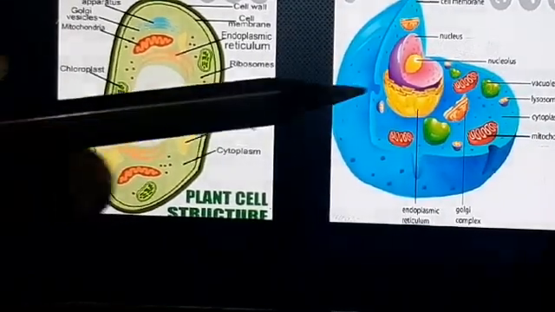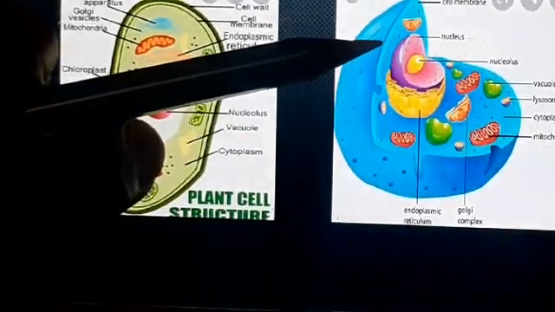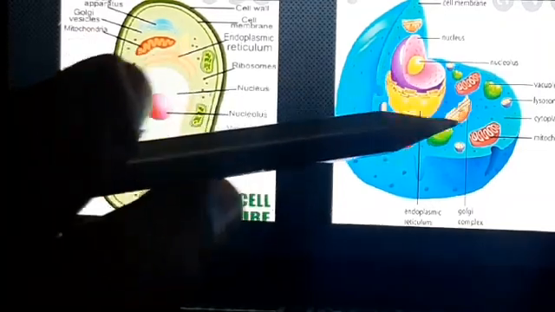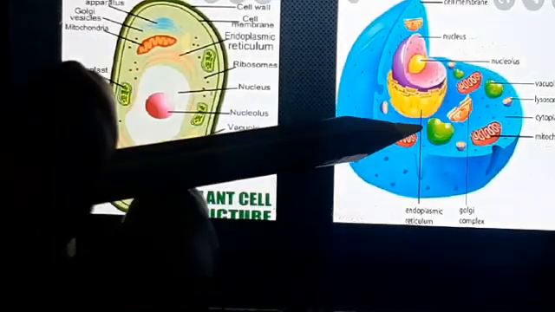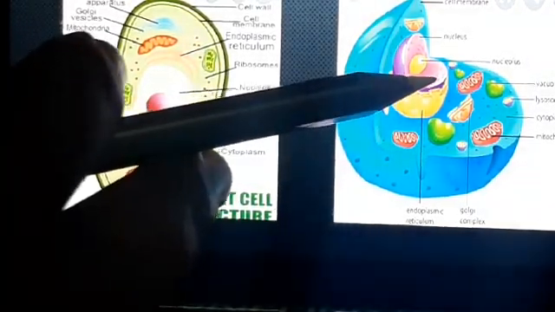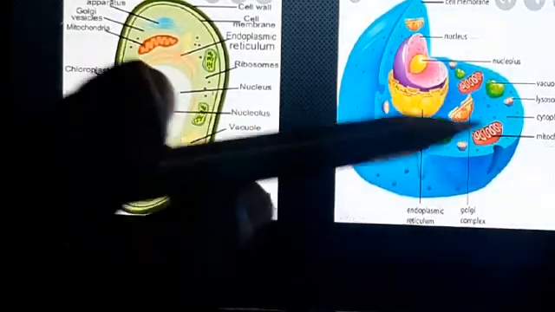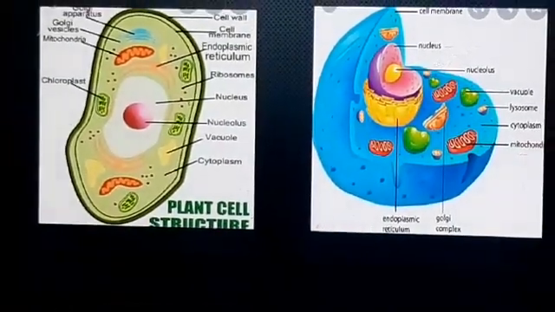If we talk about animal cell, then this is the cell membrane, okay, and this is the nucleus. So this jelly-like substance which is present between the nuclear membrane and the cell membrane is known as cytoplasm.